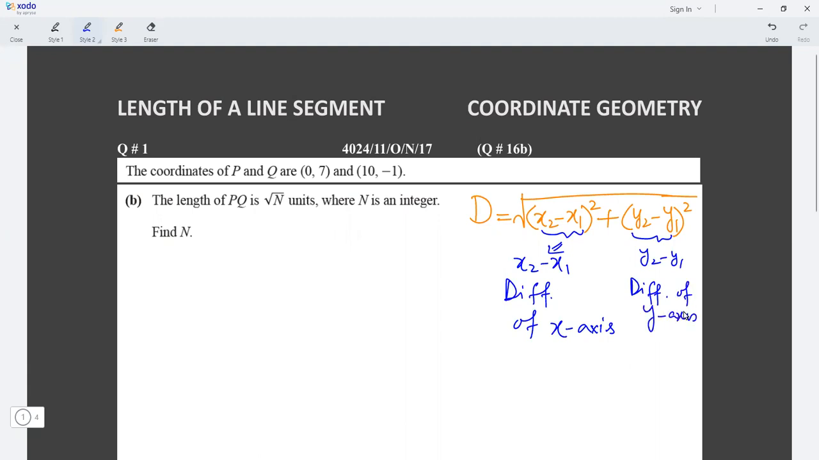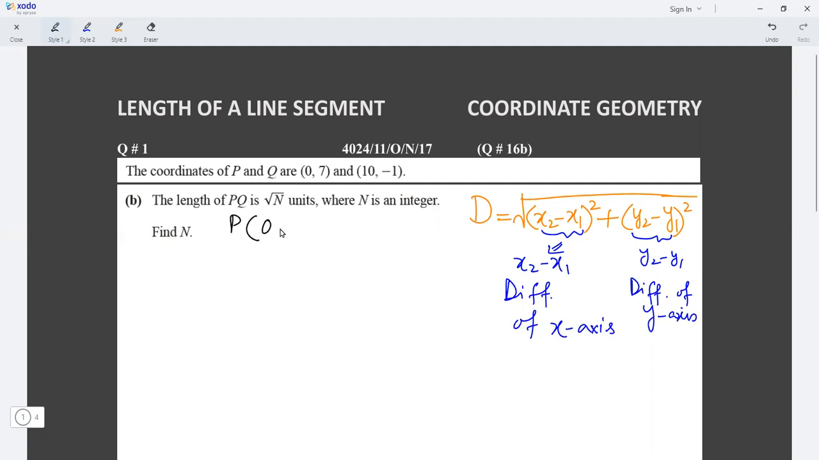So there are different types of questions that usually come in CIEs. The first type is discussed here. 2 points are given, the coordinates are given, and we have to write down the length of PQ in terms of square root of n, and we have to tell the answer for that integer n. So how to solve it? First of all, we have to recognize what is point P and what is point Q.